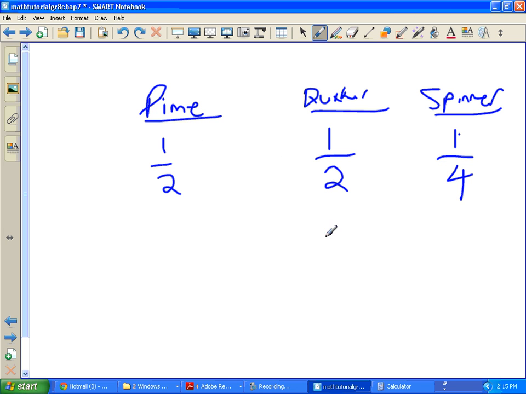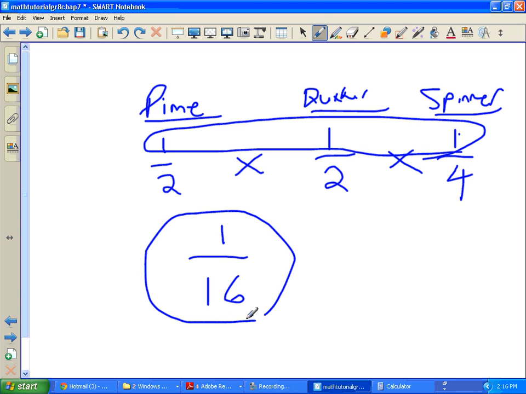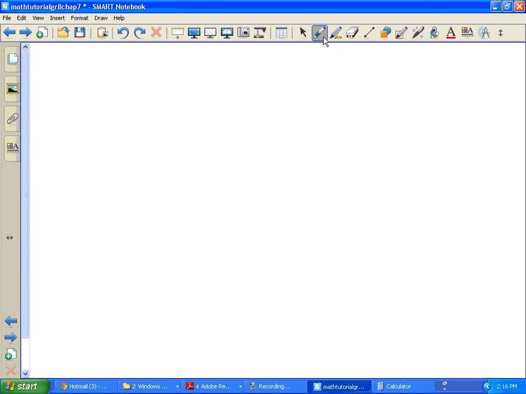So the way to figure out what your chances are when you put them all together is simply to times them together. So times the tops together. 1 times 1 is 1, times another 1 is 1. Now multiply the bottoms together. 2 times 2 is 4, 4 times 4 is 16. So when you have 2 or more events, in this case it was 3, all you have to do, if they're independent events and one of them doesn't affect the other, is simply multiply them together to find out what your chances are.